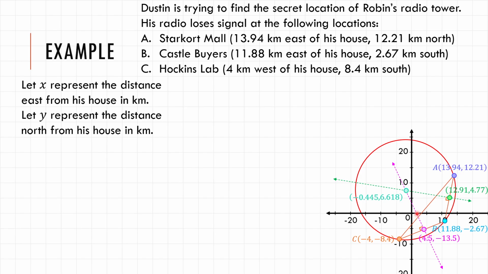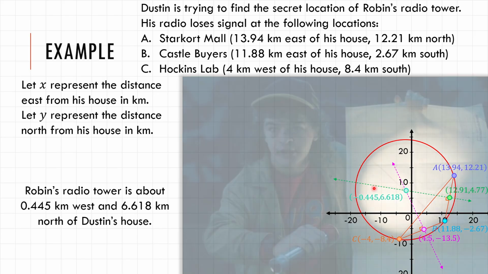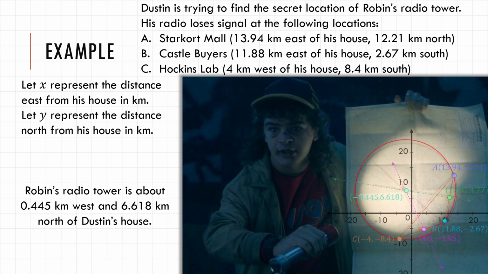Our last step in any word problem, of course, is to interpret our answer. And of course, at the beginning, I defined my variables. I know what x and y represent: the distance east from Dustin's house in kilometers, and y is the distance north in kilometers. And so Robin's radio tower must be 0.445 kilometers to the west, not east, because west is the opposite direction, and 6.618 kilometers north of his house. And in finding those, we've helped out our boy, Dustin, and he knows exactly where to find Robin now.